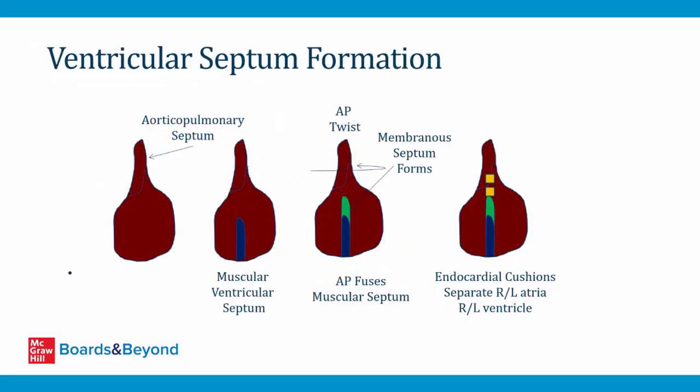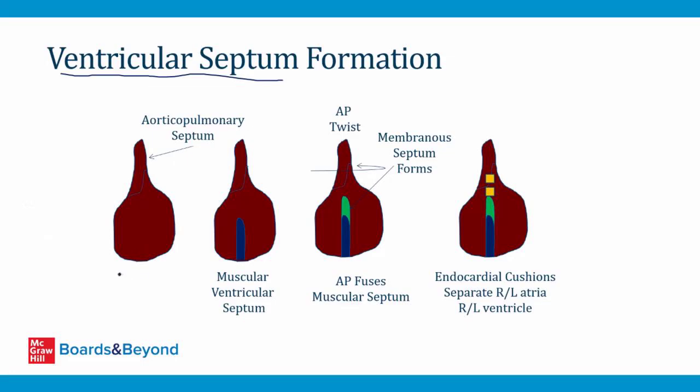While the primitive heart tube is folding and looping, inside the heart tube walls are developing that will eventually separate the right and left ventricles, right and left atria, and also separate the pulmonary artery from the aorta. So now let's talk about how those walls form inside the heart, and we'll start by talking about how the ventricular septum forms. This is the wall that separates the right from the left ventricle.